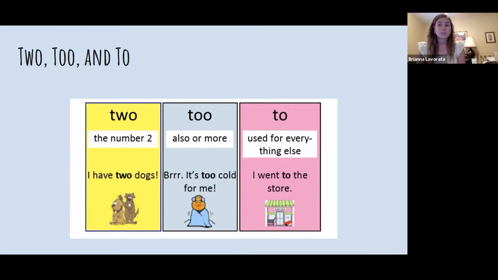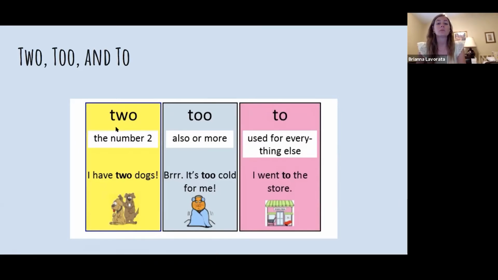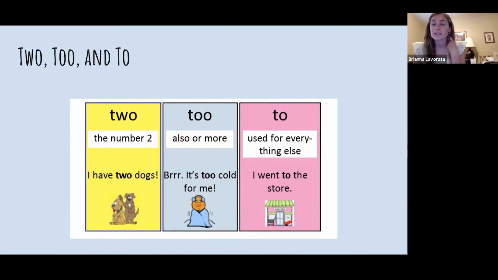T-O is just the basic form of to. So there's three twos, okay? The T-W-O here in yellow, the number two, I have two dogs, okay? This is going to give you an example of an amount, okay? That's when we use T-W-O. We have T-O-O, also or more. We use it when we're trying to express a little bit more with our word too, or it's too cold. Or we have T-O, and this is used for everything else, every other way to say something when using the word to. So I went to the store.